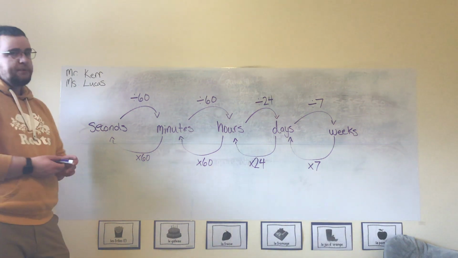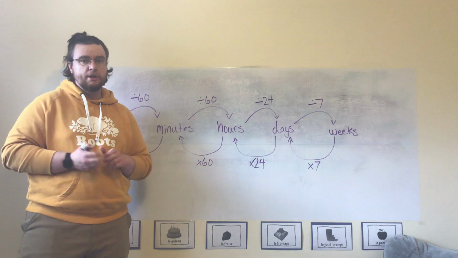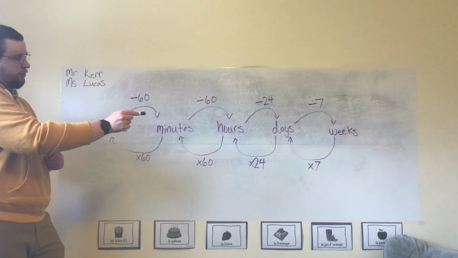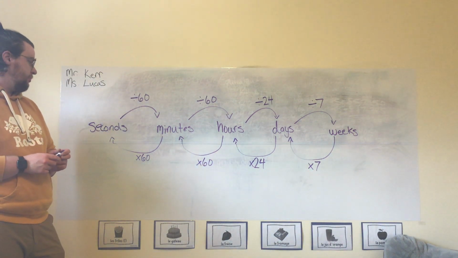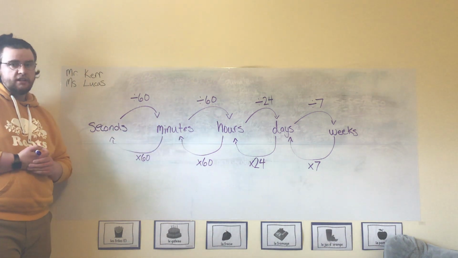When you're going the opposite way, when you're going from a longer period of time to a shorter period of time, you multiply. So weeks to days, you multiply. Days to hours, you multiply. Hours to minutes, you multiply. And minutes to seconds, you multiply. I have that all laid out here.